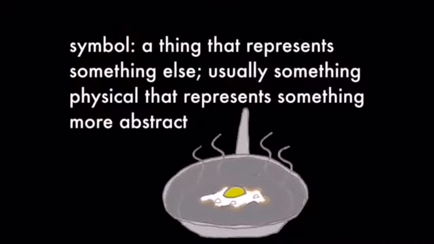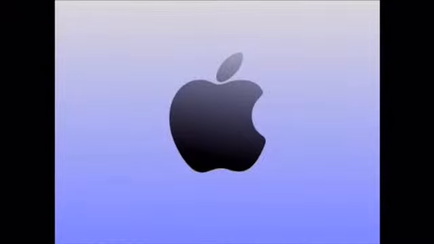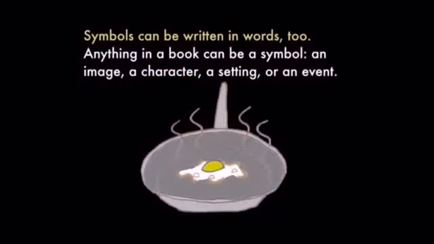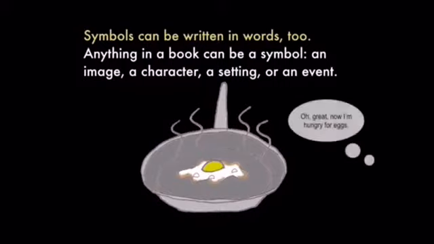So a symbol is a thing that represents or stands for something else, usually something you can see or touch that represents something more abstract, the way a logo represents an organization or a heart represents a feeling. That's easy. But those are visual symbols. Symbols can be written in words, too. That's a little more interesting because it isn't as obvious as an egg in a frying pan.